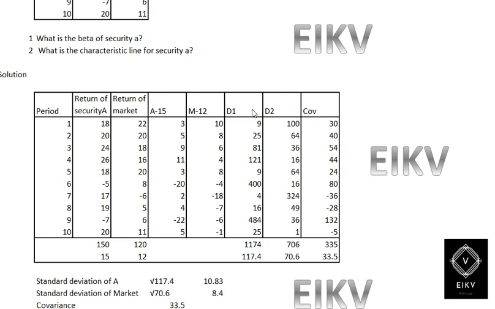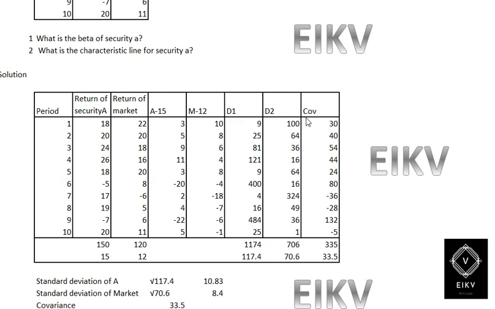Now D1 and D2. D1 would be A minus 15 the whole square, which is 3 square 9, 5 square 25, 9 square 81, 11 square 121, 8 square 64, and 20 square is 400 and so on. For D2, that is M minus 12 the whole square, it would be 10 square 100, 8 square 64, 6 square 36, and 4 square is 16 and so on.